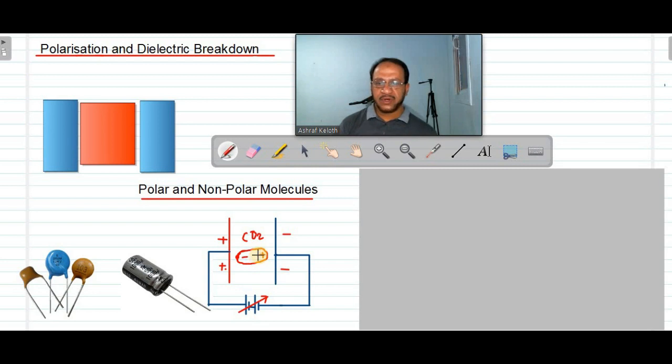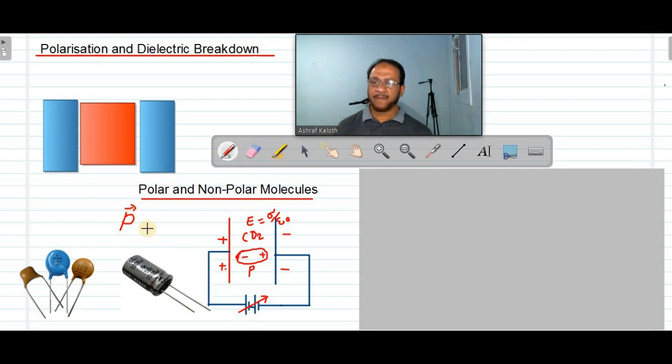If I keep on increasing the potential difference between the positive plate and negative plate, sigma by epsilon naught is the electric field intensity between equal and opposite charged plates. If I keep on increasing the electric field intensity, what will happen to the dipole moment developed here? The molecules will get more and more elongated, so the dipole moment also will increase. Now we are going to define a new quantity called polarization. That is the heading written today: polarization and dielectric breakdown. Polarization is represented by the letter small p. It is a vector quantity.